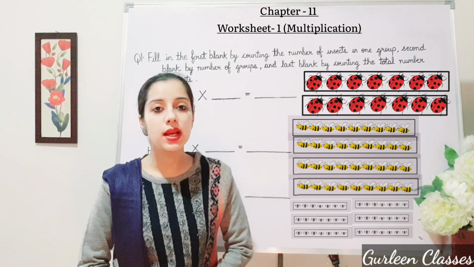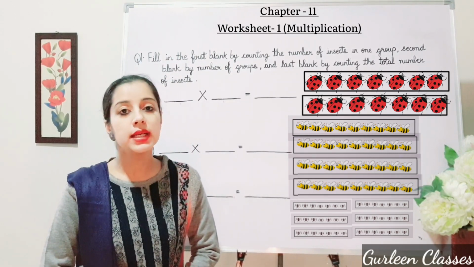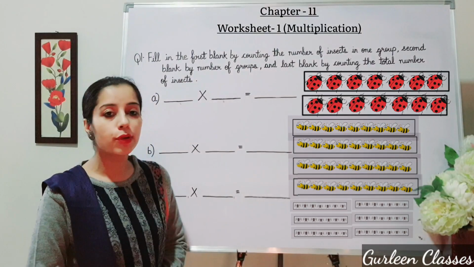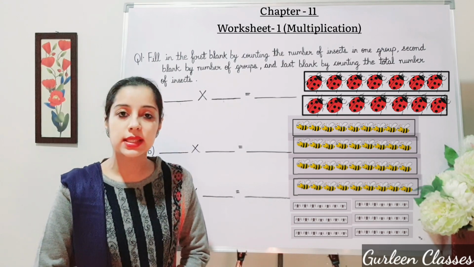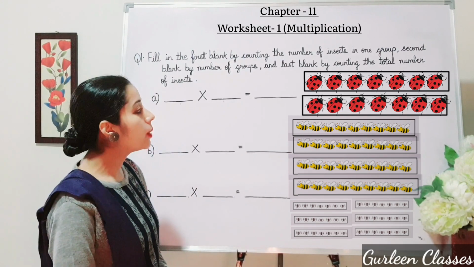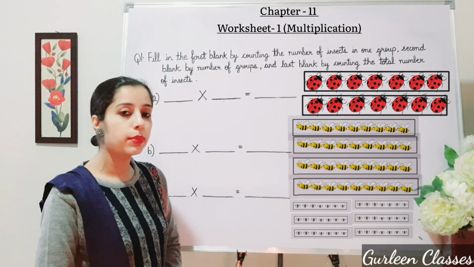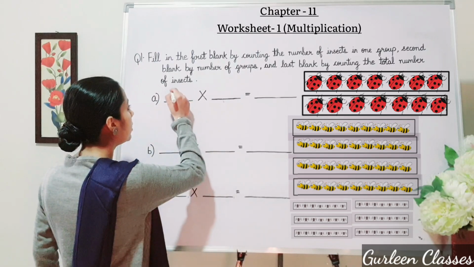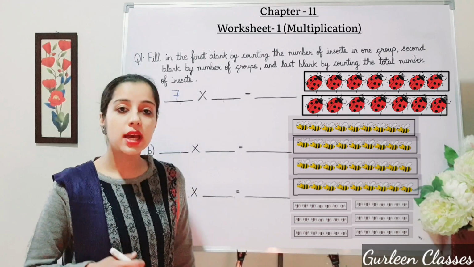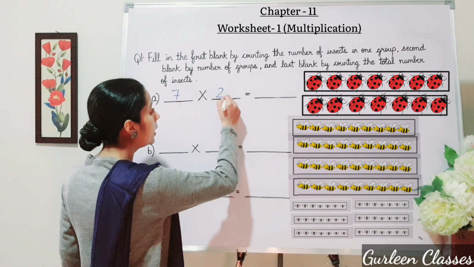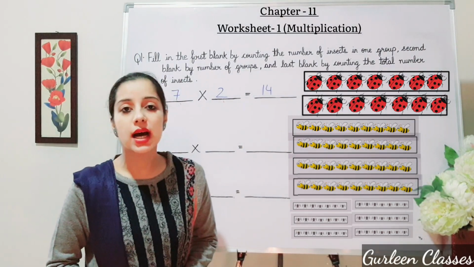Question number 1 is fill in the blank by counting the number of insects in one group, the second blank by the number of groups, and the last blank by counting the total number of insects. A part, just count how many ladybugs are there in one group. Total there are 7 ladybugs. So let us write here 7. And how many groups are there? 2. 7 into 2. So write here 7 2s are 14. So the total number of insects is 14.